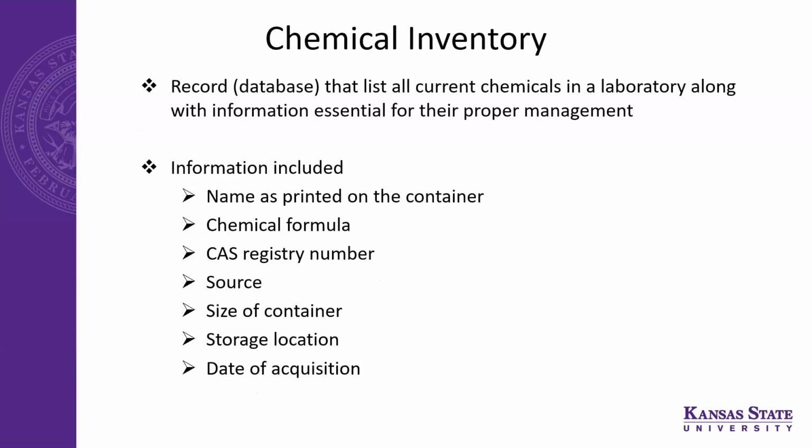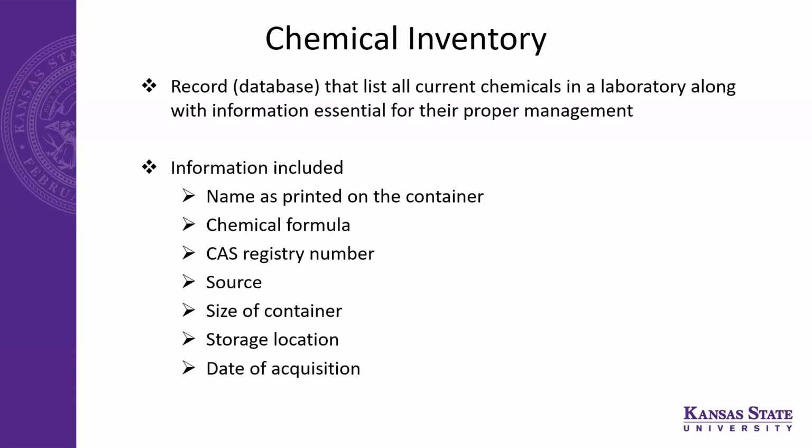So you have the chemicals. Before you use the chemicals, they should be recorded in the chemical inventory. The chemical inventory is a database which lists all the current chemicals in a particular laboratory. And you can include the essential information for the proper management of that chemical too.